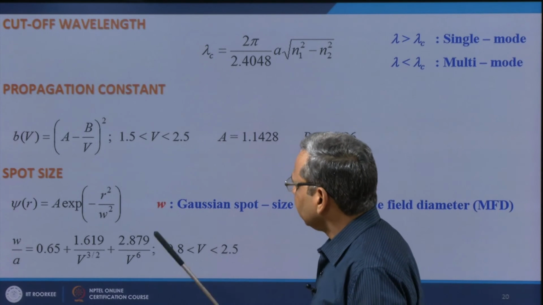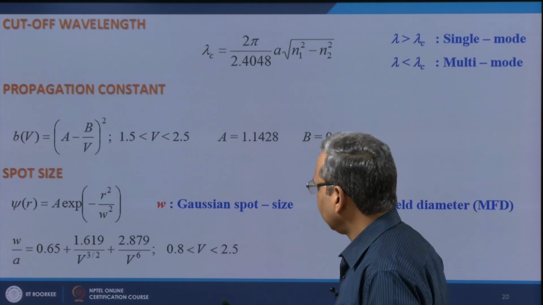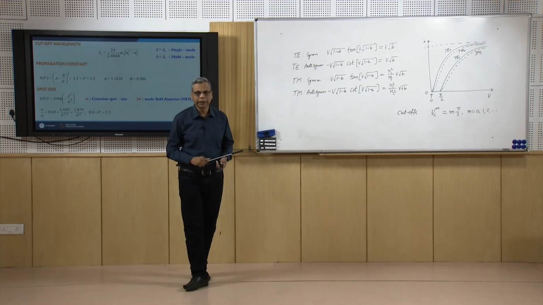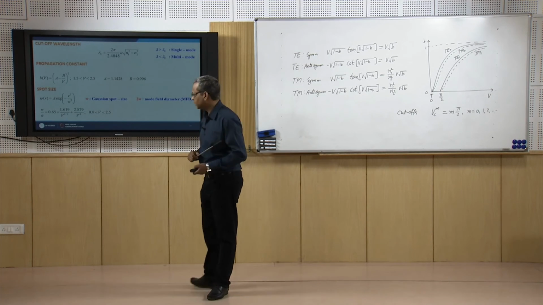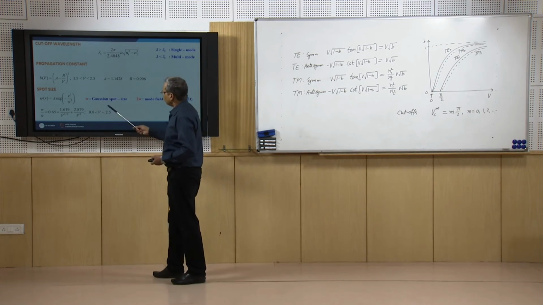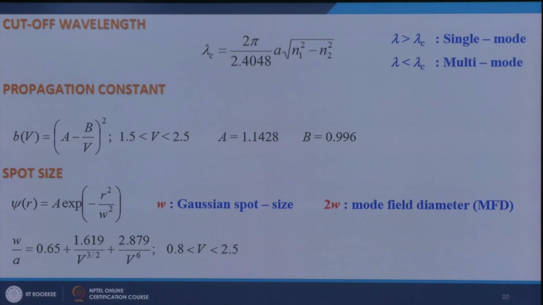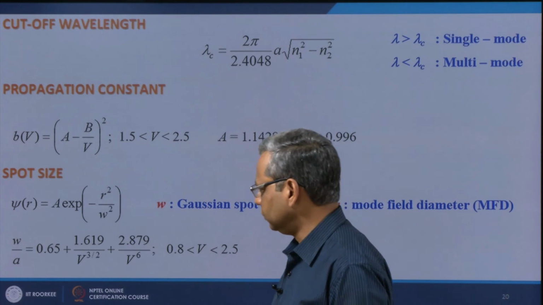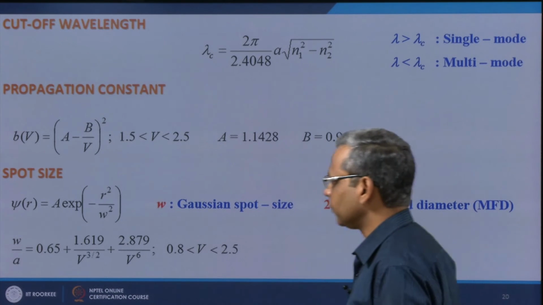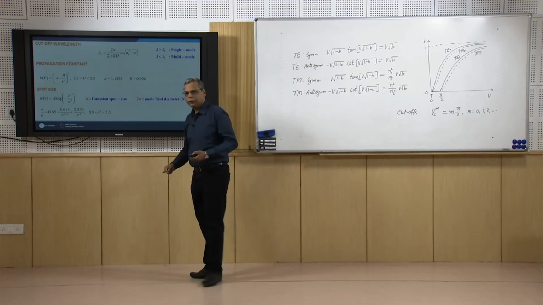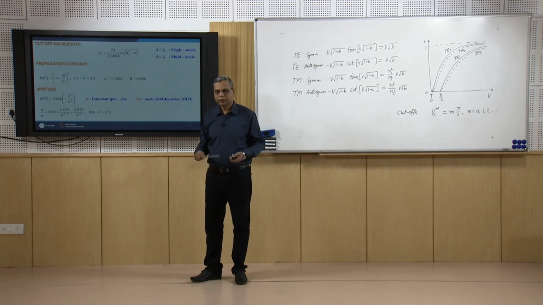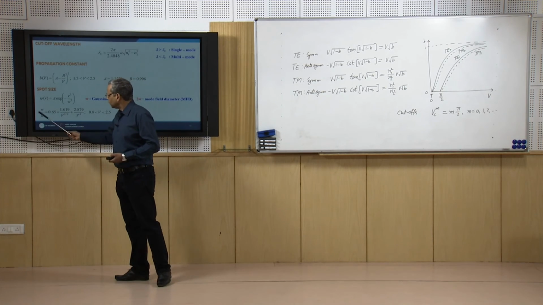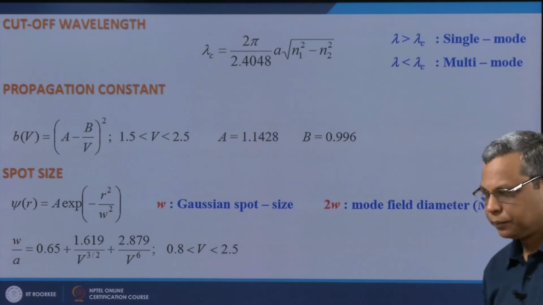Then we define the spot size as the Gaussian spot size, where the field intensity drops to 1 over e square of its value at the center. So W is the Gaussian spot size and 2W is the mode field diameter. We can also fit an empirical relationship between W over A and V, which is given by this. So if I have a fiber, I just calculate the value of V for a given wavelength and I can get the value of W over A from this relationship.